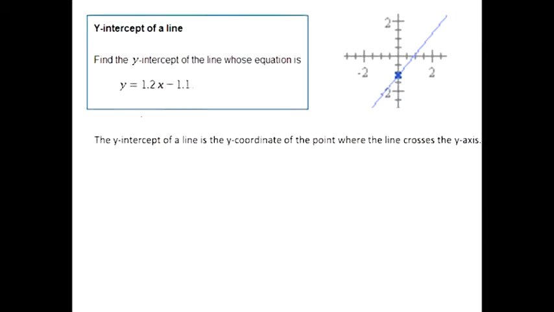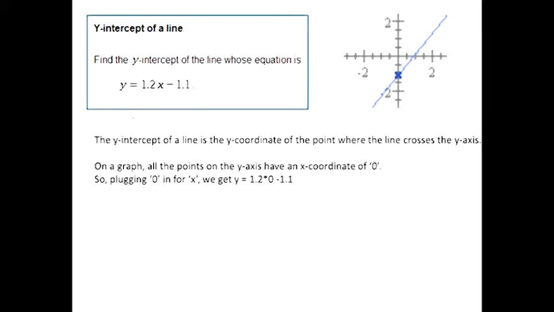Now we move into graphing. And the first problem, the way Alex explains this, I don't like that well. But we're going to be looking at an equation that is y equals 1.2x minus 1.1.